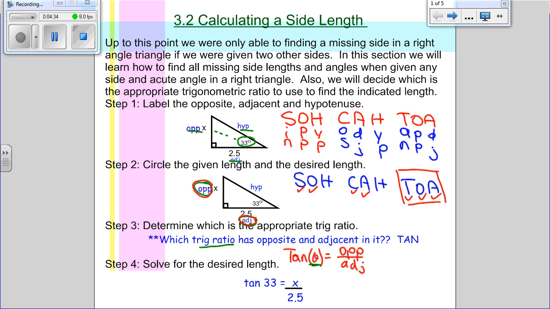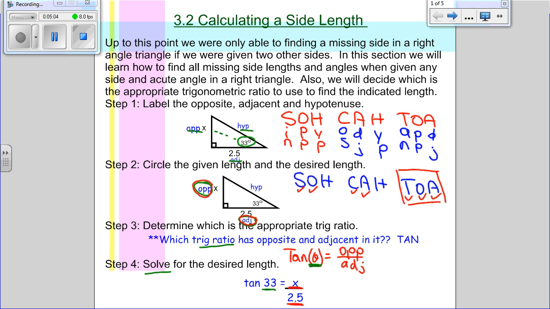Now, we need to solve for our missing side length. To solve for our missing side length, we take all of our information we know and we change it. So we change the angle to be 33. We change our opposite side to be x. And we change our adjacent side to be 2.5. So now instead of words and symbols, we have numbers and x.